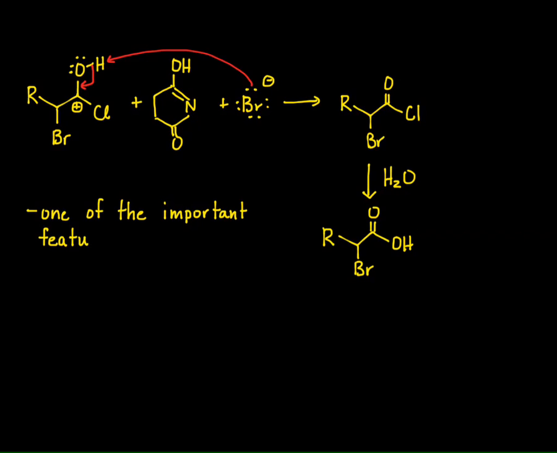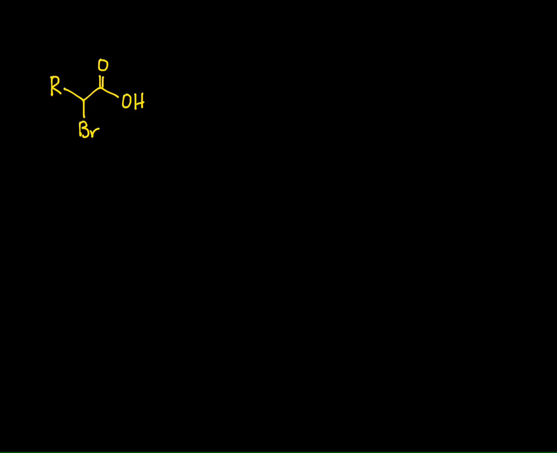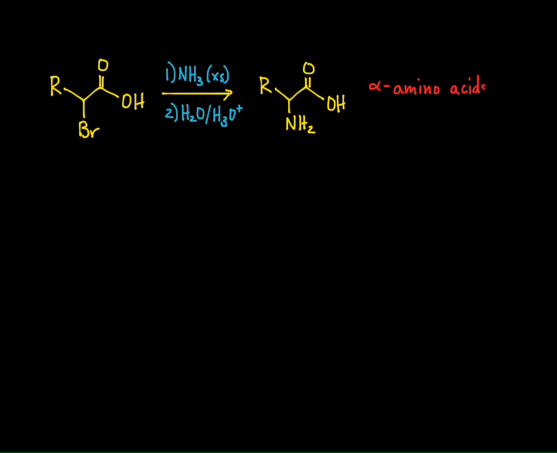And that is that we can take these alpha halo acids, so alpha bromo carboxylic acid, alpha chloro carboxylic acid, and we can do substitution reactions on them. And if we use ammonia, we can make alpha amino carboxylic acids, which we typically call simply amino acids. So here I take my alpha bromo carboxylic acid. I simply treat it with ammonia in excess, followed by an aqueous acidic workup. I can generate an alpha amino carboxylic acid.